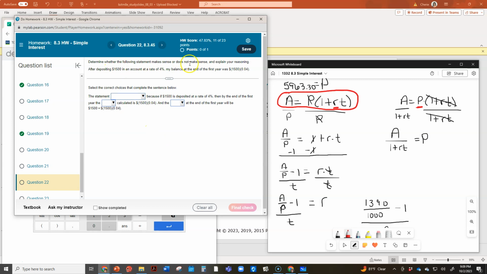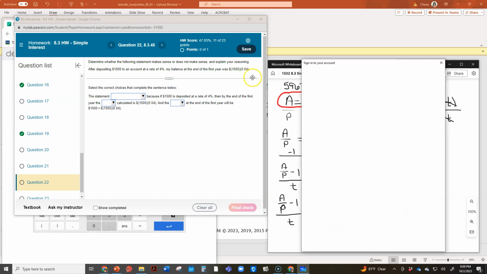Decide whether the following statement makes sense or does not. After depositing that, my balance at the end of the year was that. That's no, that's just going to be the interest. That's not going to be the balance.